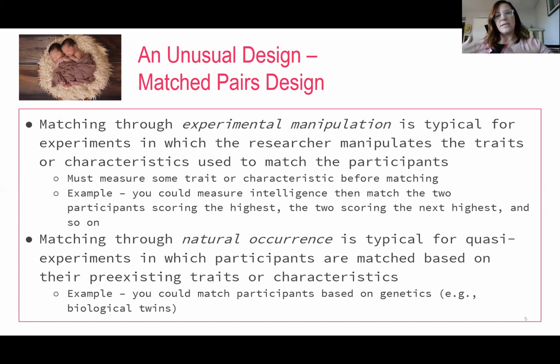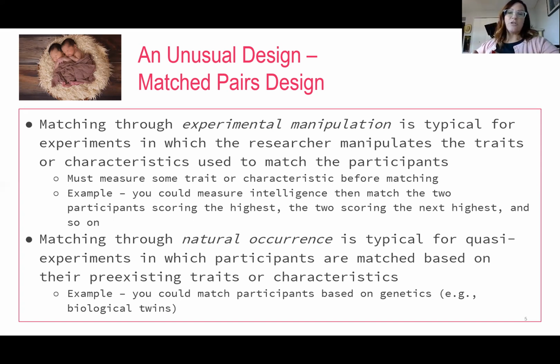So like, let's say you're measuring intelligence, then you match the two participants scoring the highest, the two scoring the next highest, and so on, and you match them. They're different participants in each of those conditions, but they're matched on some characteristic that makes the, let's say, person in condition 2 basically be a stand-in for the person in condition 1.